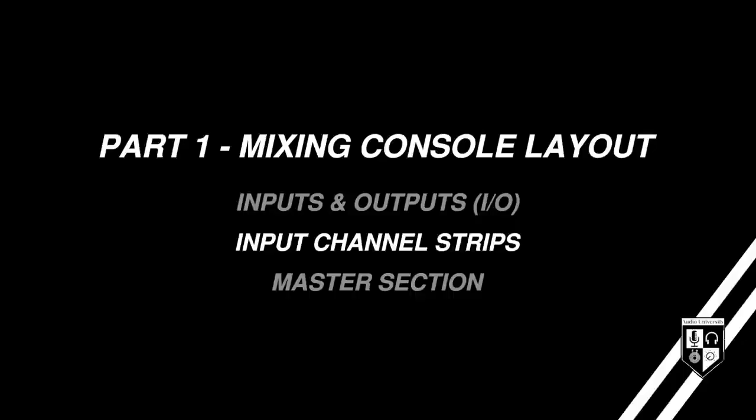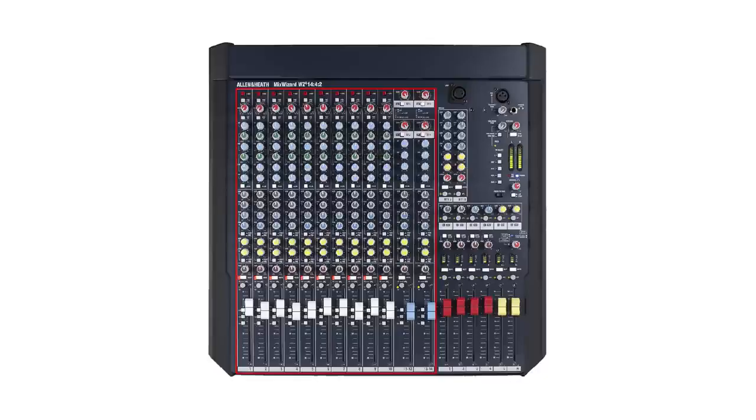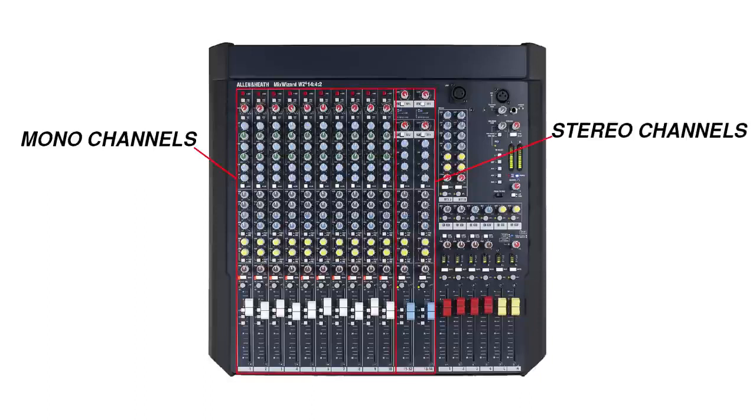On the left portion of the console, you'll find a bank of channel strips. Each vertical column of knobs, buttons, and faders represents an individual input channel. That set of controls simply repeats itself again and again for each input. You can see that this console has 10 mono channel strips and 2 stereo channel strips.